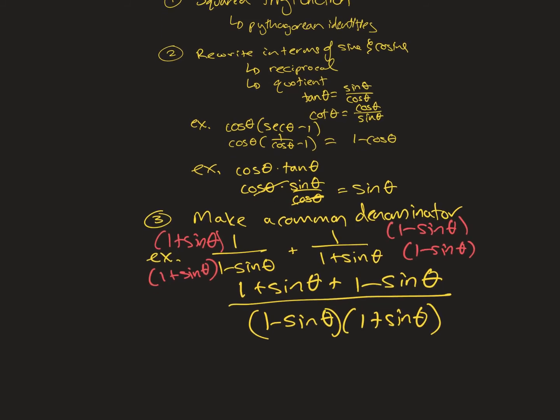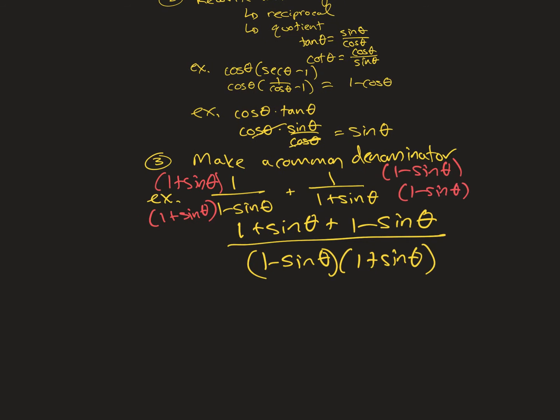All right, so looking at that, simplifying the numerator, I noticed something nice, that the signs go away. So I've just got 2 in the numerator. And the nice thing about this denominator is it's a difference of squares. So if I'm foiling it out, these middle terms are canceling, the positive sine theta and the negative sine theta. So I'm just left with, again, 2 in the numerator, and I'm left with 1 minus sine squared theta.